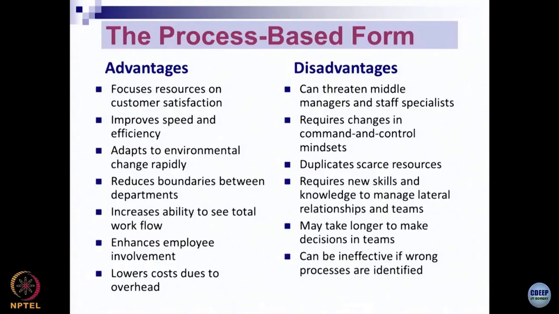In that kind of environment, people need to develop the special capability of influencing, interacting and getting things done in the lateral relationships. And that is not a disadvantage, but this is an inevitable situation where not everybody is able to demonstrate their full capacity. Process-based organization may take longer to make decisions in the team.